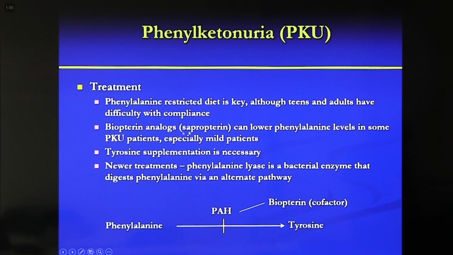This is a cofactor, sapropterin, which is similar to biopterin, and it lowers the phenylalanine level in some mild patients. So about 30% will be responsive to that. Then there's newer treatments. This is a bacterial enzyme, which is unlikely to appear on the boards, but it is an FDA-approved treatment that digests phenylalanine via an alternate pathway.